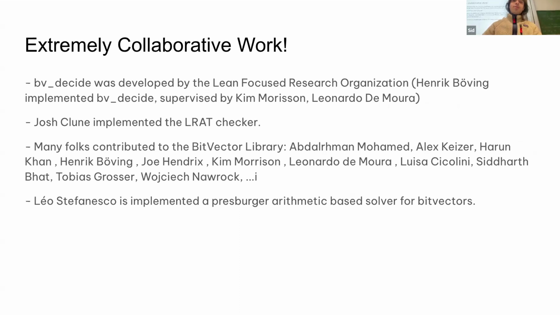Okay, cool. So I want to open by saying that it's extremely collaborative work, right? Most of this is happening directly on the Lean repo, but a lot of the work was initially done by the Lean Focus Research Organization, which is a nonprofit that runs and manages Lean. Henrik Boving wrote the BV Decide, which is a fixed width decision procedure for bit vectors. Josh Kloon implemented the LRAT checker, and a bunch of people wrote the Bitvector library, many of whom are in attendance. It's nice because we're working with a bunch of people to get all of this through, and hopefully we keep doing this.